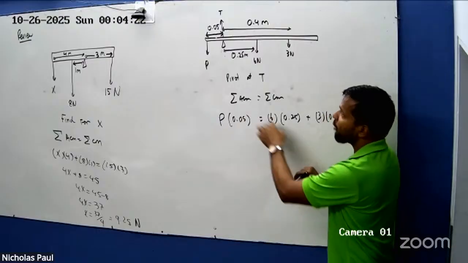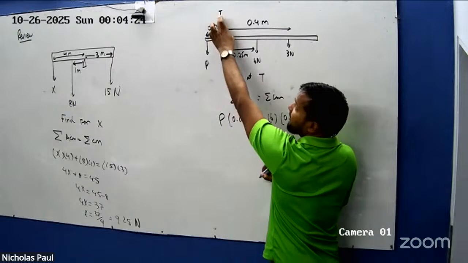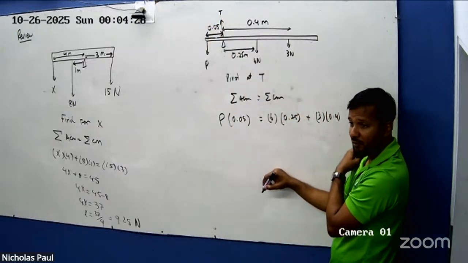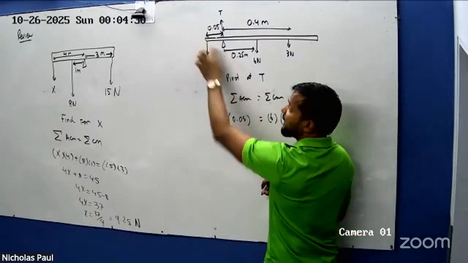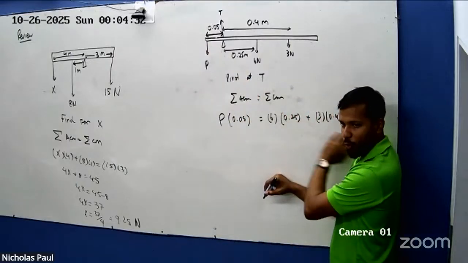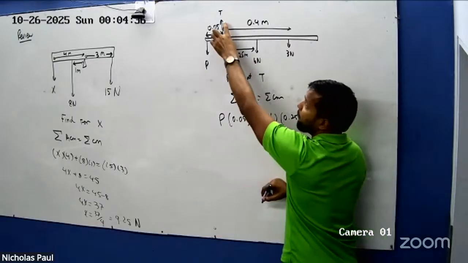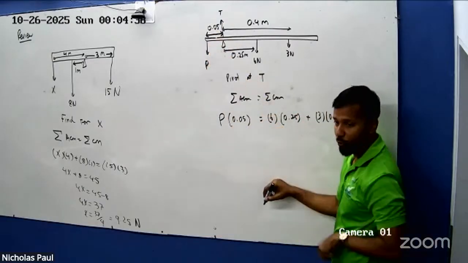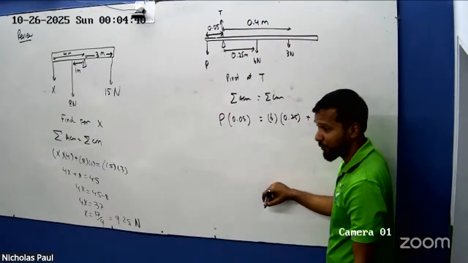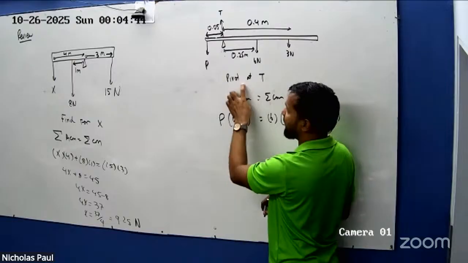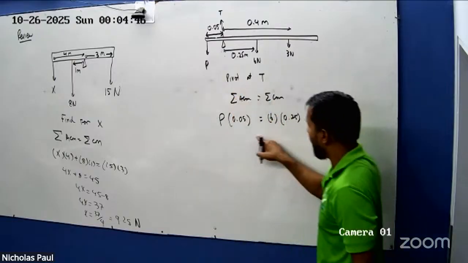You all recognize by choosing the pivot at T, T is nowhere here. All recognize that? So if I choose the pivot at P, P will be nowhere here. Right? Why? Because the moment of T will be 0. That's okay? So it's always good to choose the unknowns as the pivot. Now we can work this out, right?